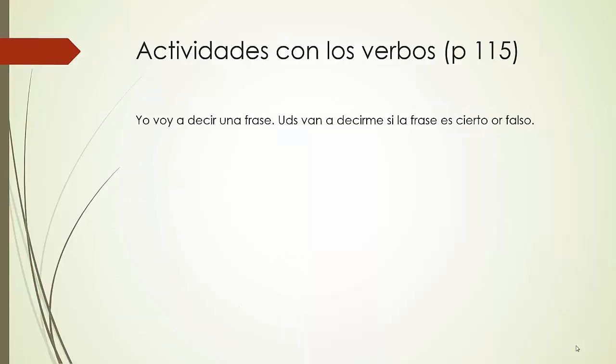Okay, let's go on to the verbs then. You've got 2 sets of verbs that you need to be able to play with in this chapter. One set is on page 115, so I recommend you open up your books to page 115 so you can follow along with those verbs.